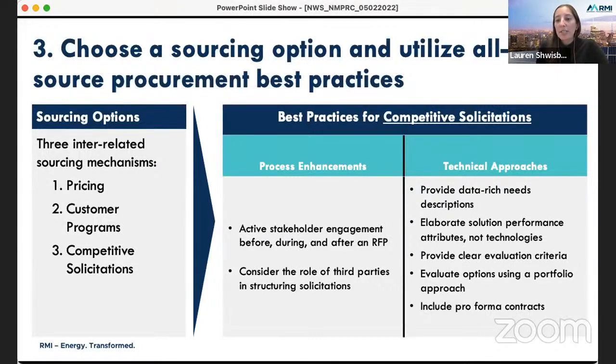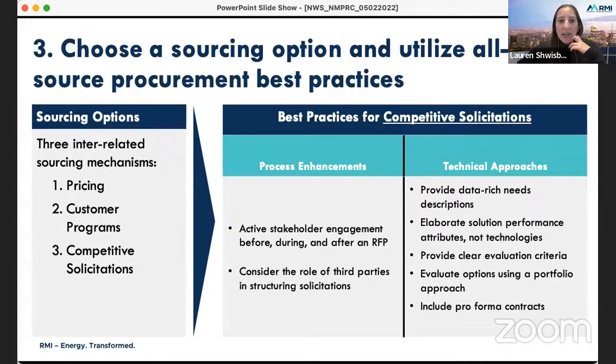So their experience in releasing those types of solicitations has really refined over time, and there's a wealth of experience to learn from there. In others, establishing a more specific program or tariff has been the preferred approach. So we see this in bring your own device programs, for example.